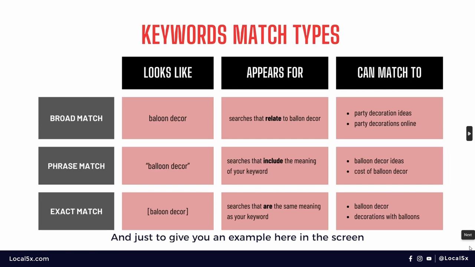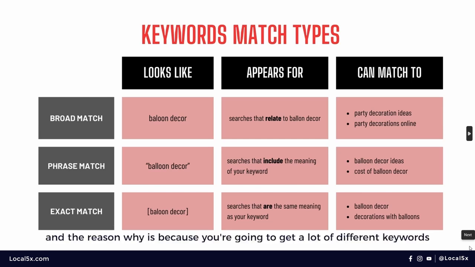And just to give you an example here on the screen, broad match looks like no quotes, no brackets, nothing, just the word, in Google Ads. And what it means is that when you target balloon decor as a keyword in broad match, which, by the way, I don't recommend doing, you're going to get a lot of different keywords triggering your ads that don't have a good prospect behind, okay?